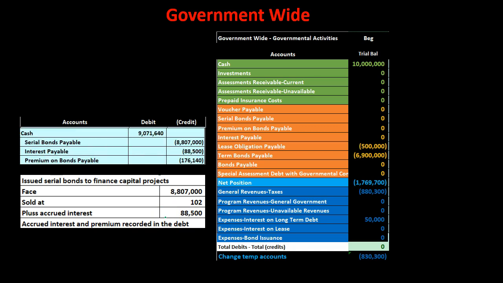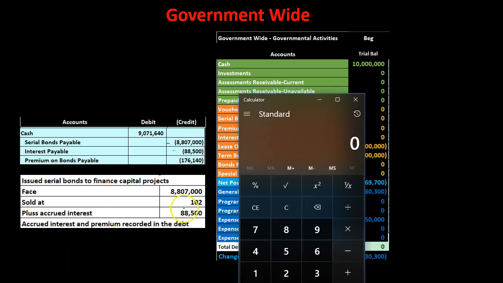So if we record this out, under an accrual basis on the government-wide activities, the serial bonds go on the books for the face amount, $8,807,000. We've got the accrued interest, or the interest payable, going on the books at $88,500. Then we have the premium, and we can calculate the premium as the face amount of the bond, $8,807,000, times 1.02, minus the face amount, $8,807,000. And that's going to give us the amount of the premium that we have.